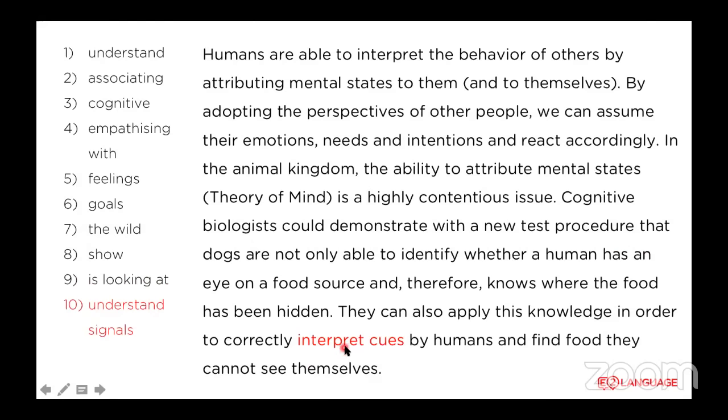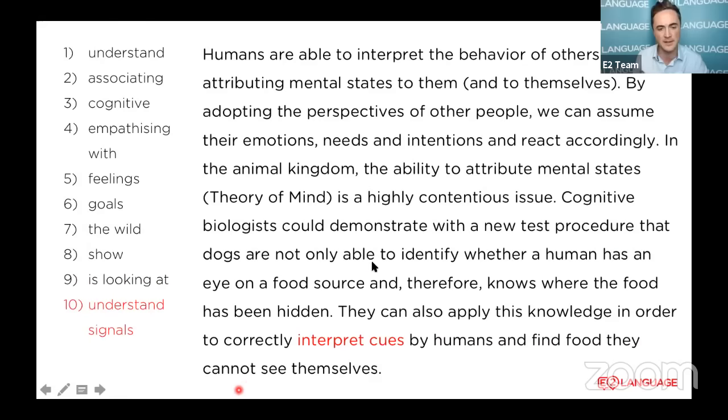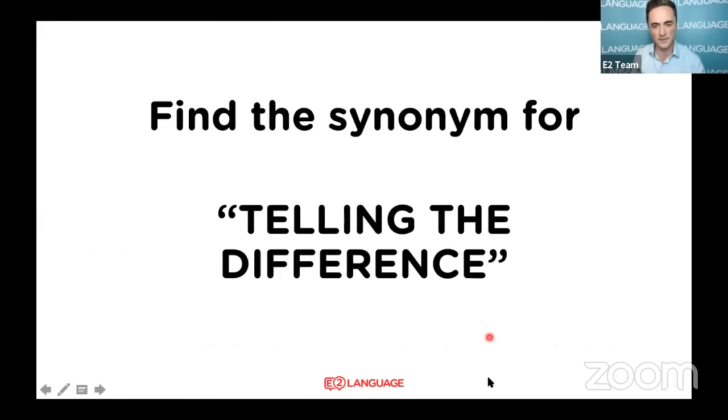Understand signals, interpret cues. Cool, how did you go? Let's have a look. Looking good, well done. Right, let's do something a little bit different now. Here's a phrase: telling the difference. I'm going to give you a whole paragraph. What you need to do is quickly scan your eyes over the paragraph and keep this phrase in your mind, telling the difference.